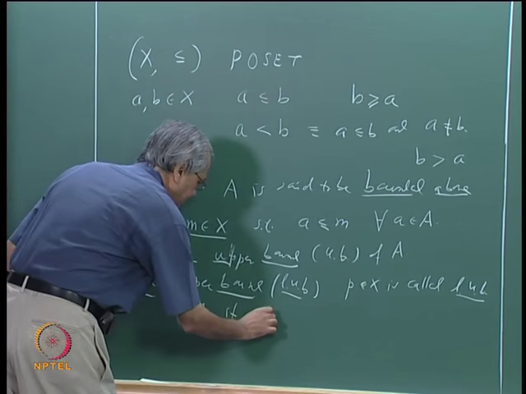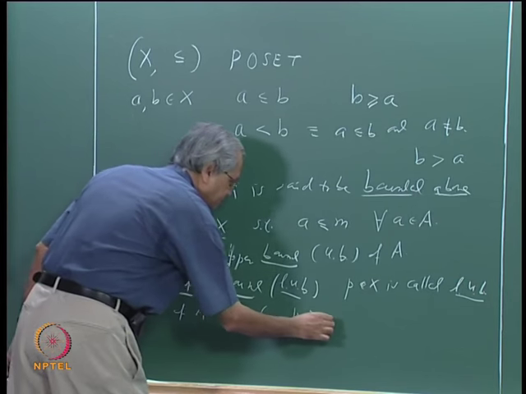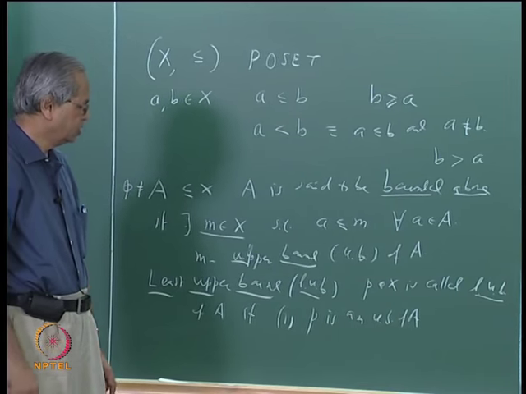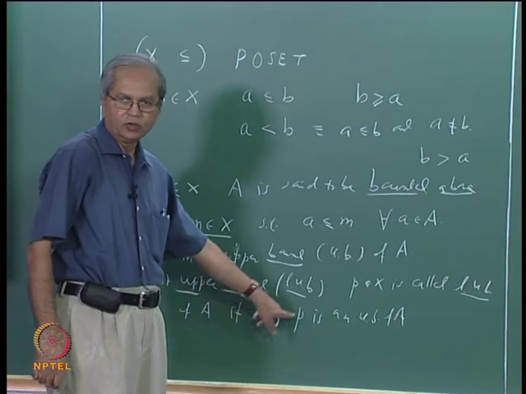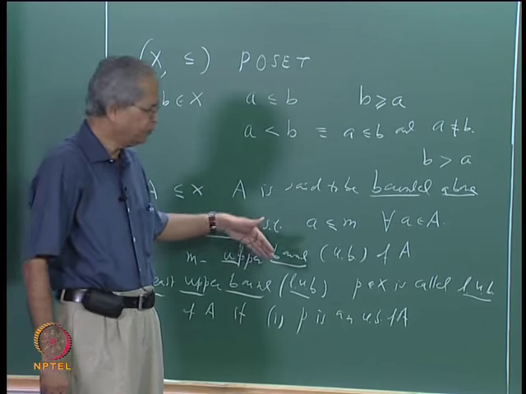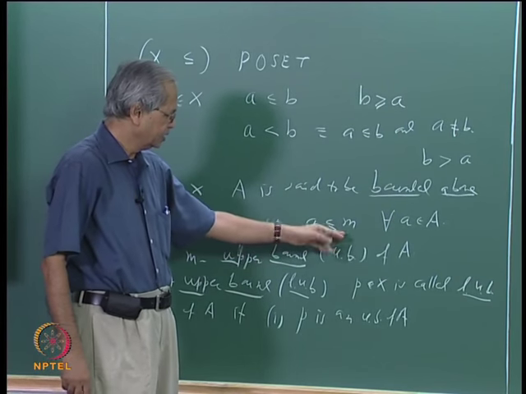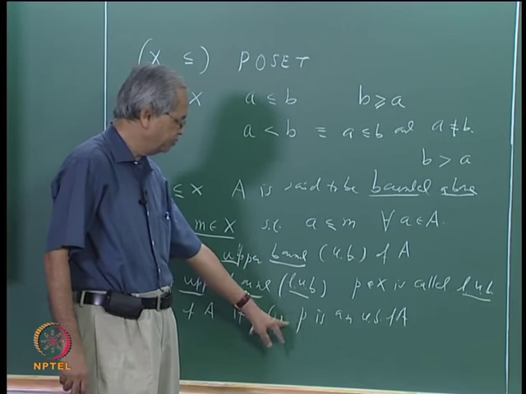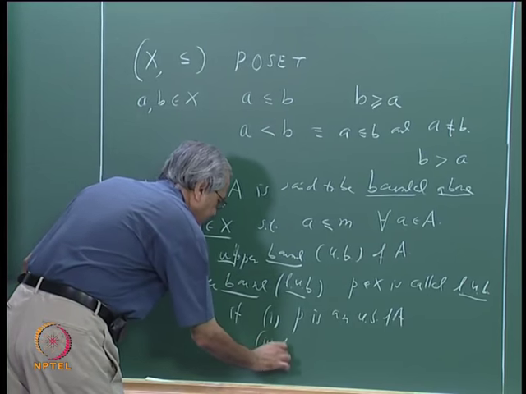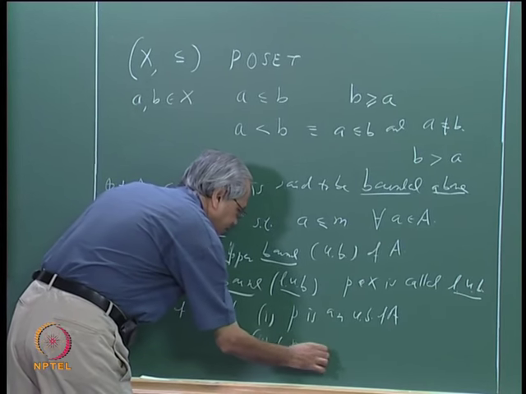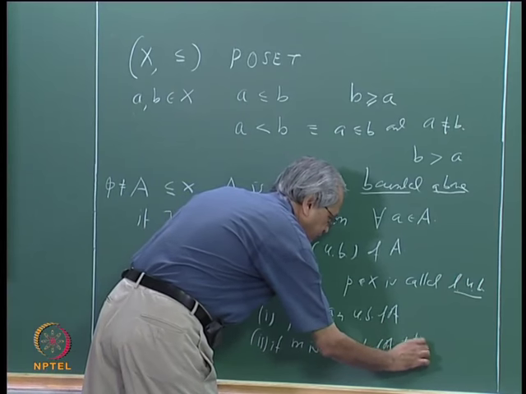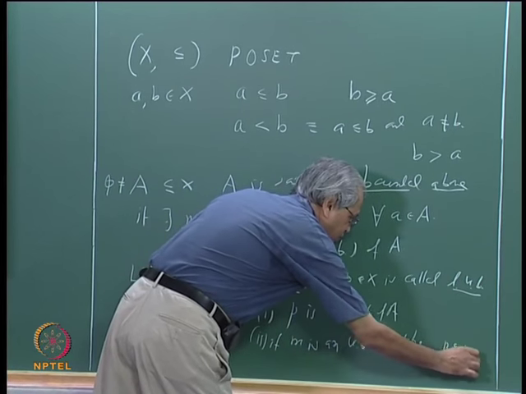First thing is that P is an upper bound of A. What does this mean? It means a less than or equal to P for every small a in A. That is the first thing, it satisfies this property. Second thing is that if you take any upper bound, for example M, if M is an upper bound of A, then P is less than or equal to M. That is the meaning of this. So the second property is this: if M is an upper bound of A, then P is less than or equal to M.